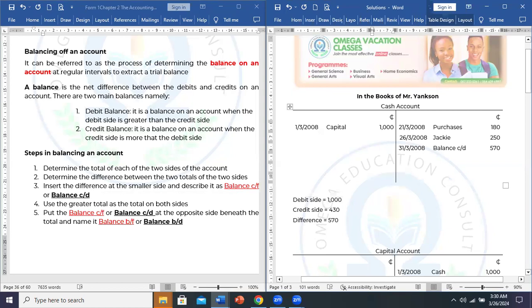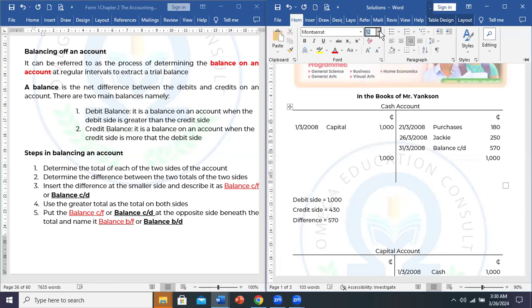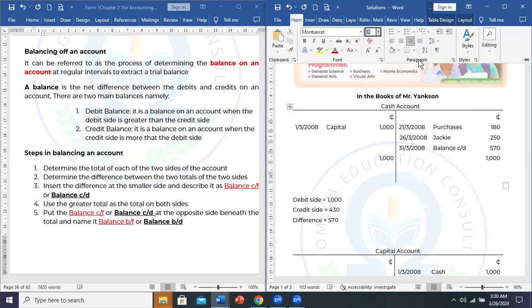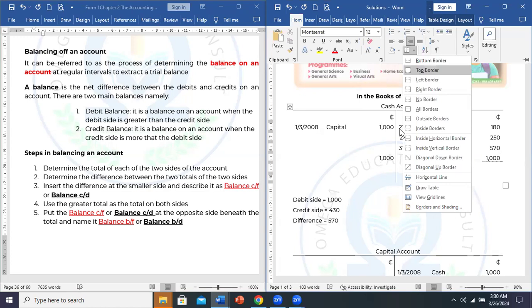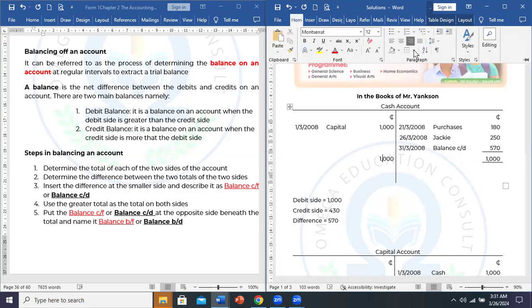Look at how I do that. So 1,000 here, and then 1,000 here. What you have to do again is to underline those totals. This is how you do it. It's very simple, but because this is our first time, that is why I'm taking my time. When you get used to it, you will be doing it quickly. So this is how you put in the total. After inserting the difference, you now put in the total, but the total amount will be the bigger total.